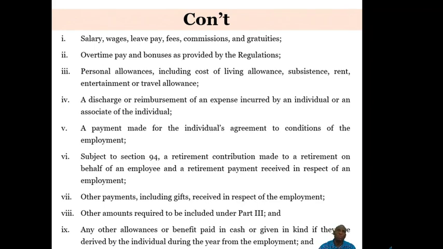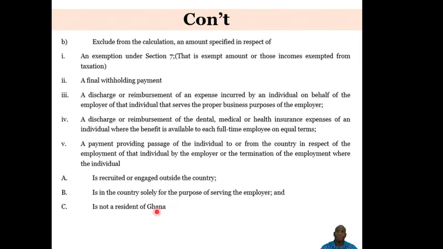Now note, any other allowances or benefits which are paid to you in cash or given to you in kind, if they are derived by the individual during the year of employment, must be added to your income and tax. So remember, some of these benefits are by way of cash, some too are by way of kind. We'll look at that in our format. And you add it to the person's income and tax. So including the calculation, all these.